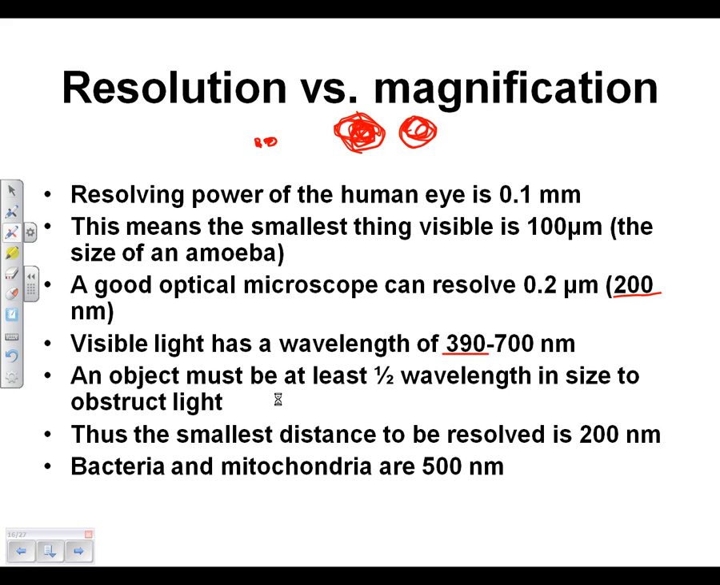So that means essentially the smallest distance that we can resolve is about 200 nanometers, and that means we generally have no trouble seeing bacteria, things like mitochondria in the microscope, because mostly those are about 500 nanometers. I'll show you a little chart in a couple of minutes to give you an idea of what you can see in what kind of microscope.